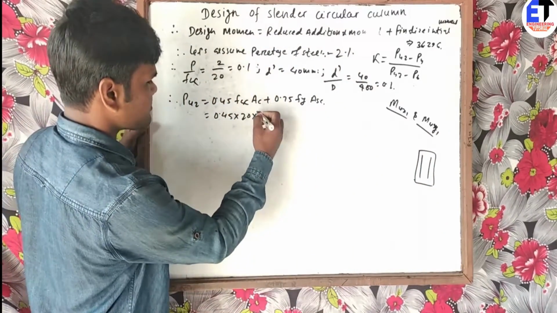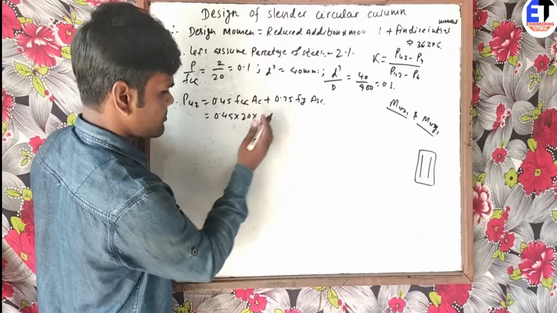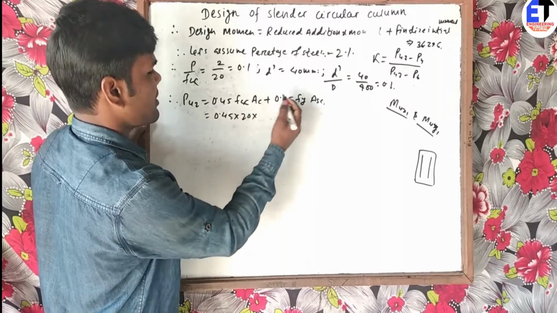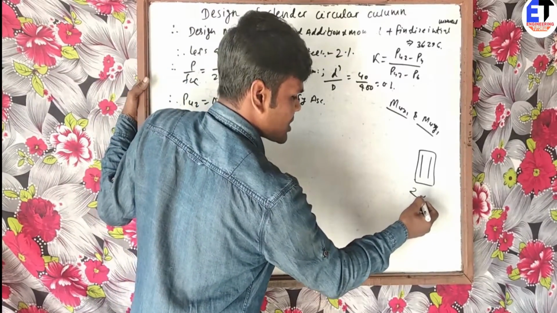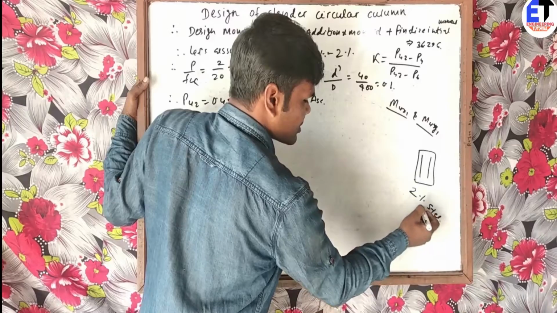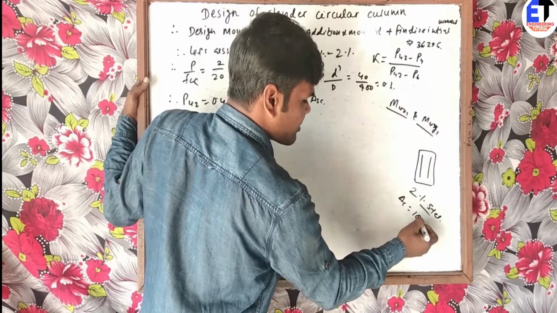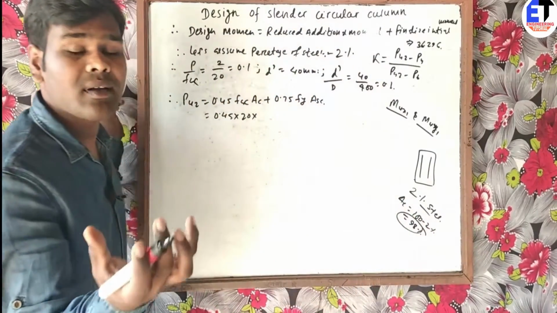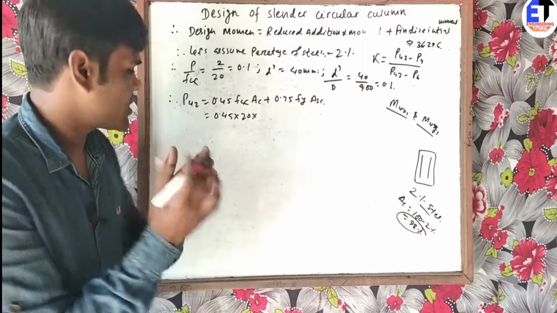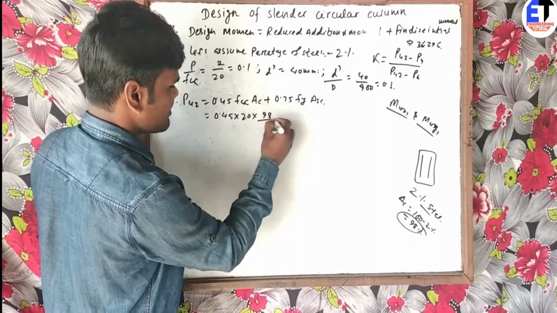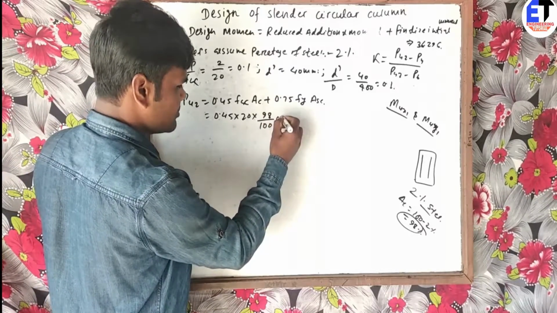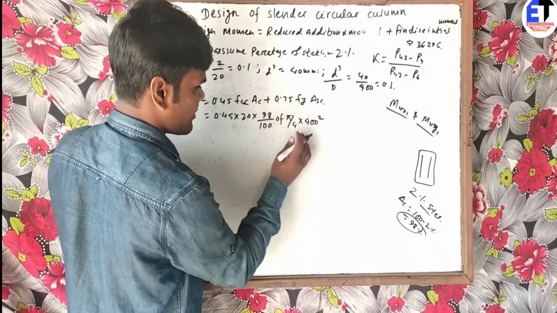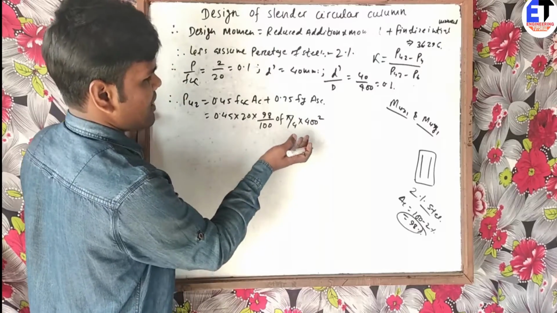So here, what is the area of concrete? If I have taken 2% steel, then the area of concrete is 100 minus 2%, so 98% of the total gross area. So 98 divided by 100 of what? Of pi by 4 into 400 squared. I hope you are understanding.